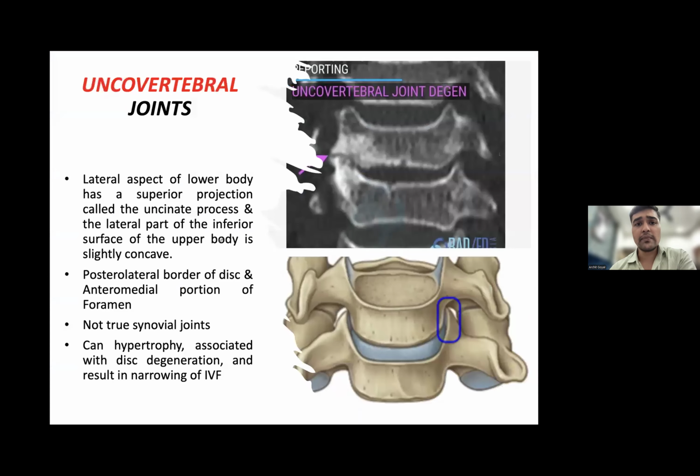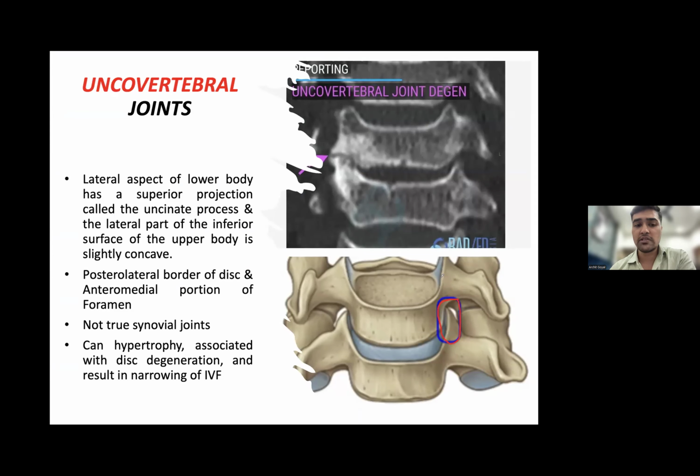Another important anatomical structure is the uncovertebral joints. These are not true synovial joints. They are formed at the lateral aspect, resulting from the lateral aspect of the lower body, which has a superior projection known as the uncinate process, and the lateral part of the inferior surface of the upper body, which is slightly concave to form this joint, which is seen here, known as the uncovertebral joint.